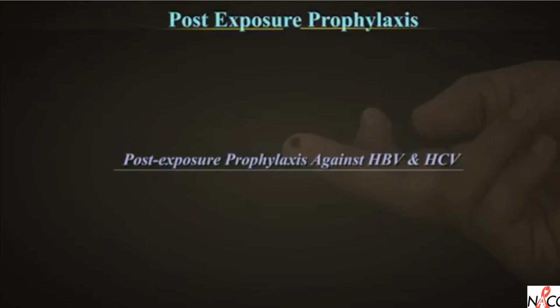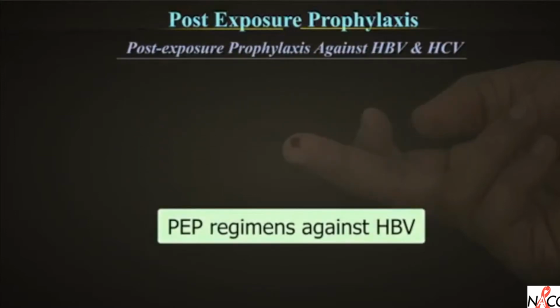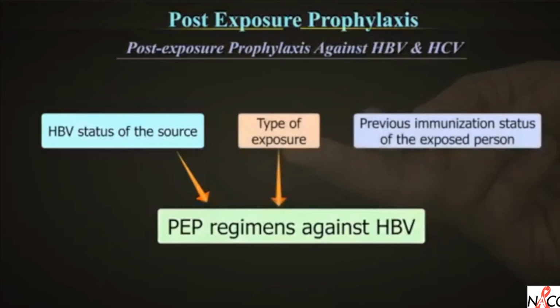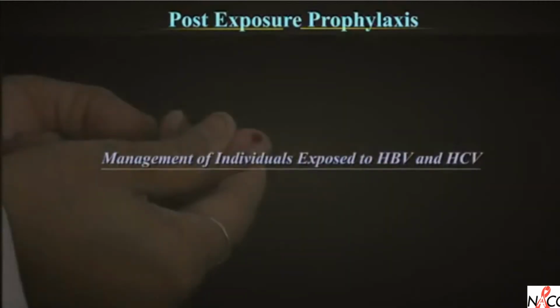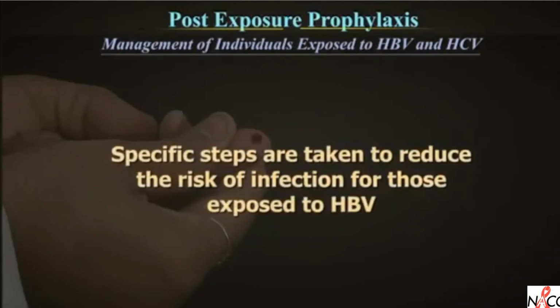Post-exposure prophylaxis against HBV and HCV. Post-exposure prophylaxis regimens against HBV depend upon the HBV status of the source, type of exposure, and previous immunization status of the exposed person. Management of individuals exposed to HBV and HCV. There is no PEP regimen recommended for HCV. However, there are specific steps that can be taken to reduce the risk of infection for those exposed to HBV.